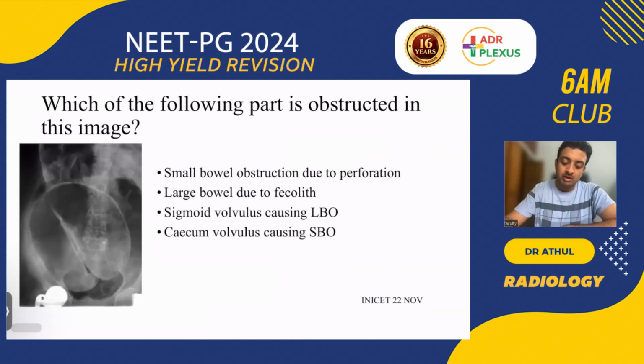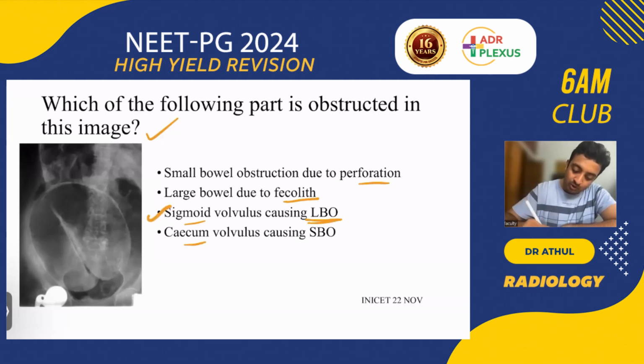Now, which of the following parts is obstructed in this image? Is it a small bowel obstruction because of perforation? Is it a large bowel obstruction because of E. coli? Is it a cecal volvulus or is it a sigmoid volvulus causing large bowel obstruction? Yeah, excellent. This is a sigmoid volvulus. You know this is the classical coffee bean sign. And you should know sigmoid volvulus will be a hostile.